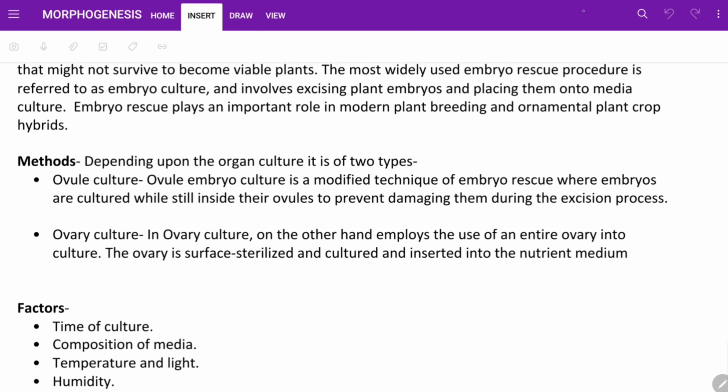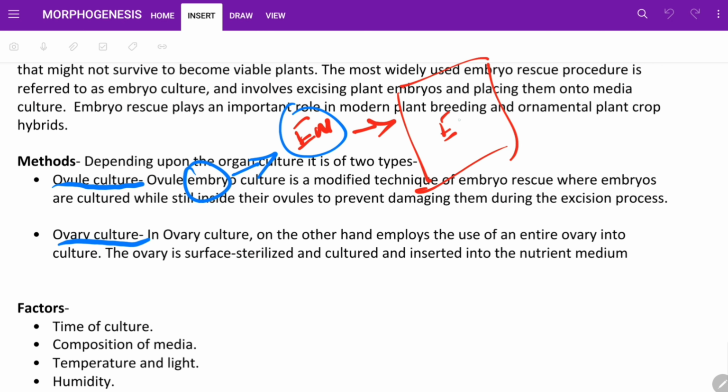Okay, let me put it from the beginning. The methods are two, ovule culture and ovary culture. The ovule which contains the embryo is placed into a nutrient medium, and the embryo grows into a whole plant. So this is ovule culture.